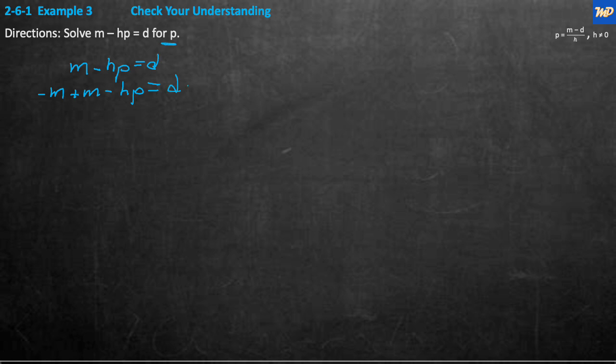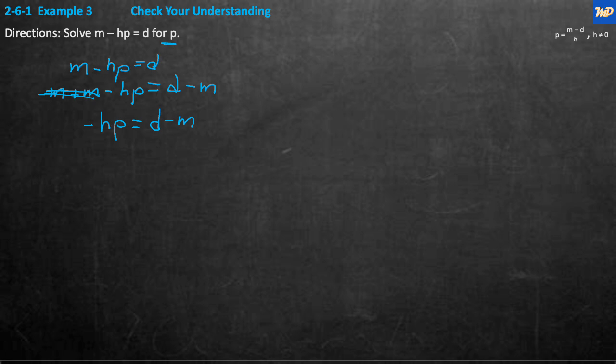And we added a negative m, right? Negative m. So that's where we are now. Since we've done that, this is using the subtraction property of equality. By simplifying this, the minus m and the positive m cancel each other, and we're left with negative HP, and that's equal to d minus m. So now the addition and subtraction are taken care of, and we can move to the multiplication and division.